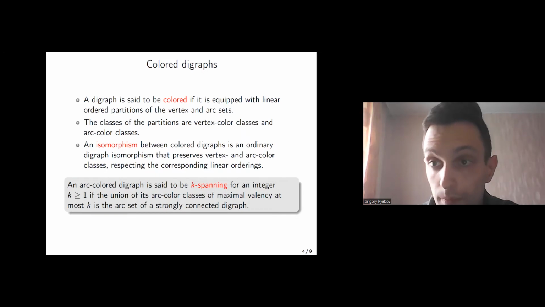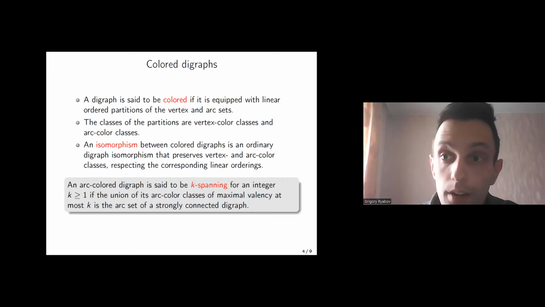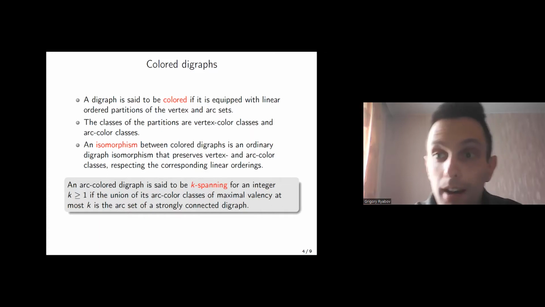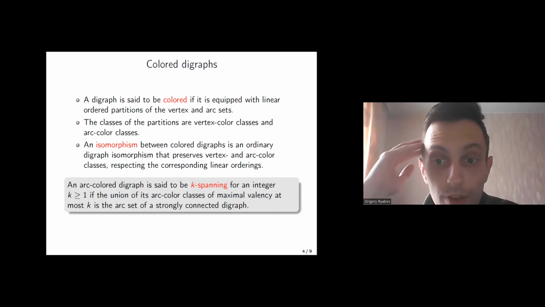So if you have an isomorphism between two colored digraphs, it must move the first color class of the first digraph to the first color class of the second digraph, and so on. It must preserve the linear ordering, and of course an automorphism of a colored digraph must preserve every arc color class and vertex color class.